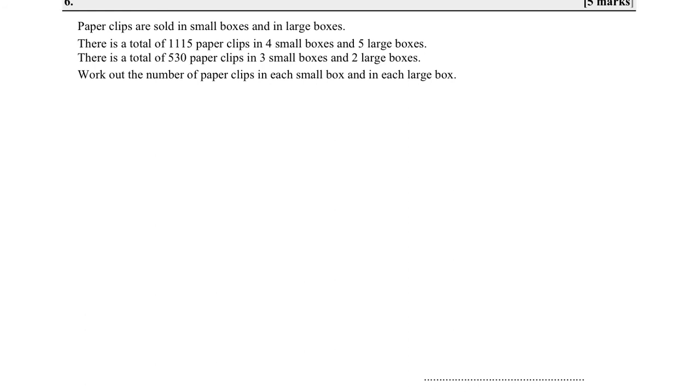Okay, question 6. Paper clips are sold in small boxes and large boxes. There is a total of 1,115 paper clips in 4 small boxes and 5 large boxes. I'm going to call small boxes X, large boxes Y. So it's 4X plus 5Y. There is a total of 530 clips in 3 small boxes and 2 large boxes. Work out the number of paper clips in each small box and each large box.